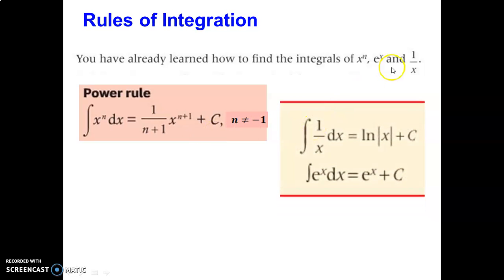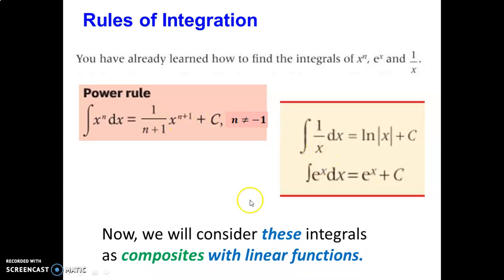We've also looked at e to the x and 1 over x, and we know the derivative of e to the x is e to the x. Therefore, the integral of e to the x is also e to the x. And then we looked at 1 over x as a special case, and that one, the integral is ln absolute value of x. So those are the three rules we know.